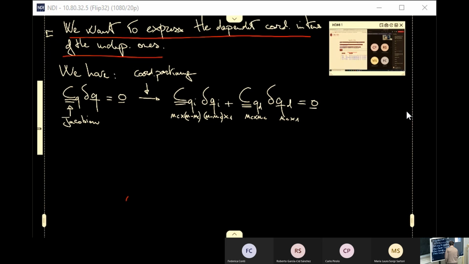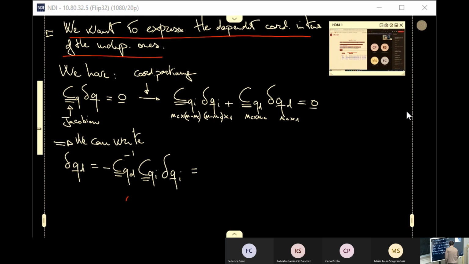Now, from here, we have that delta Q, the virtual variation of the dependent ones, is minus CQD to the minus 1 applied over CQI applied over delta QI, which we've called CQDI, or CDI as you wish, CDI delta QI.